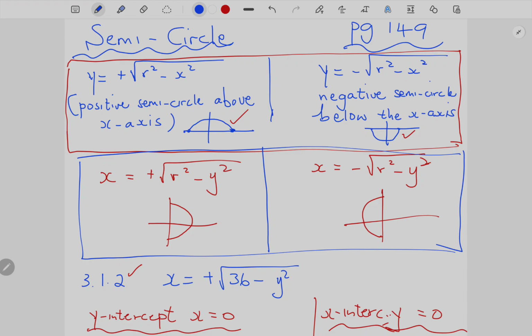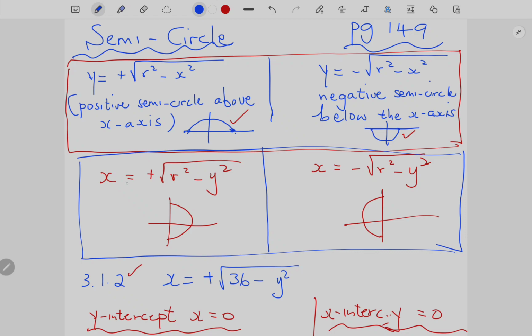So what is the name of this semicircle? The shape is a positive semicircle above the x-axis. Then you've got y is equal to negative square root of r squared minus x squared, meaning that it's a negative semicircle below the x-axis. What do you notice? How many x values do we have here? There are 2 x values here. Same applies here. There are 2 x values.